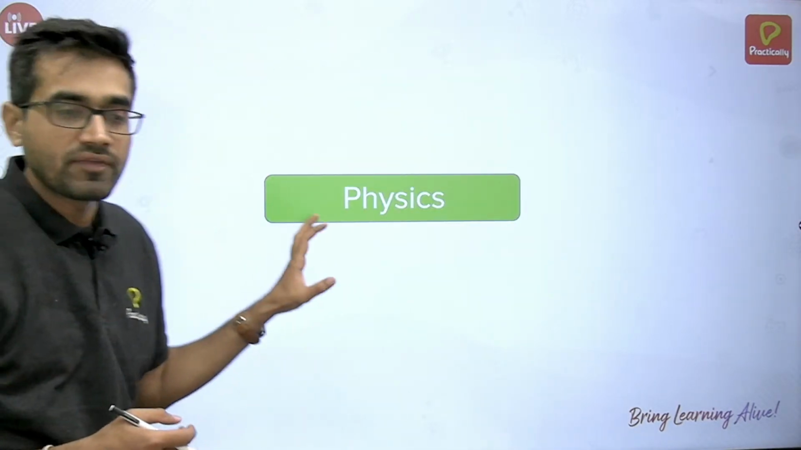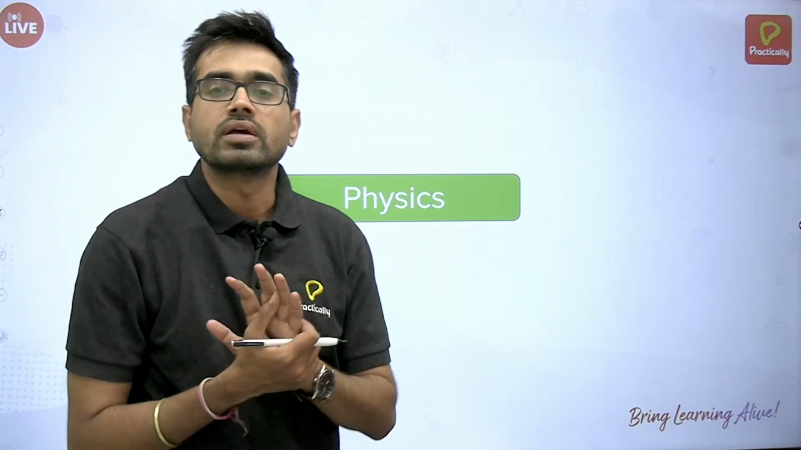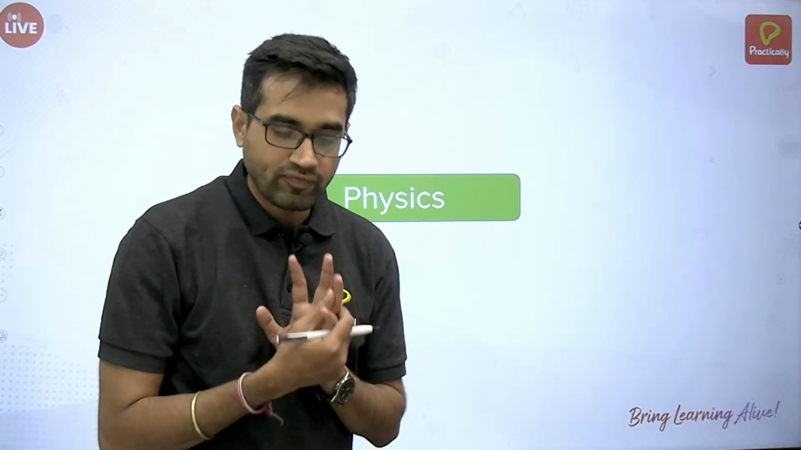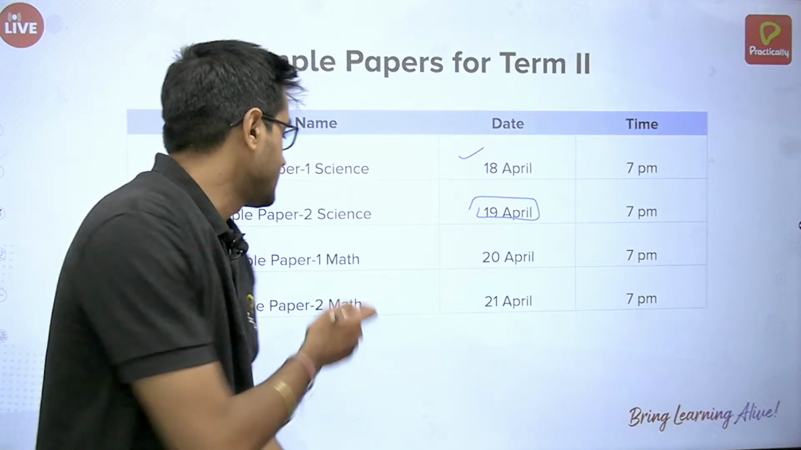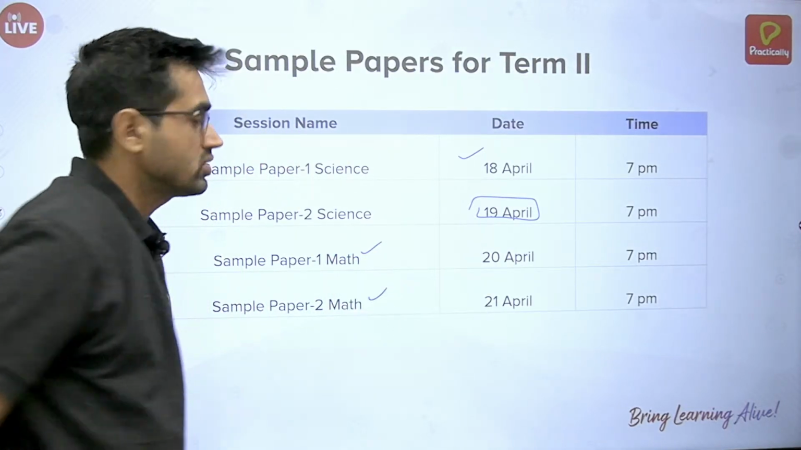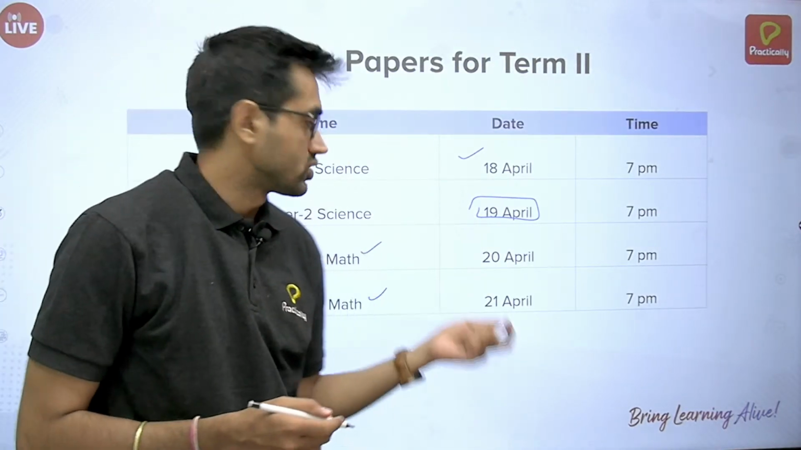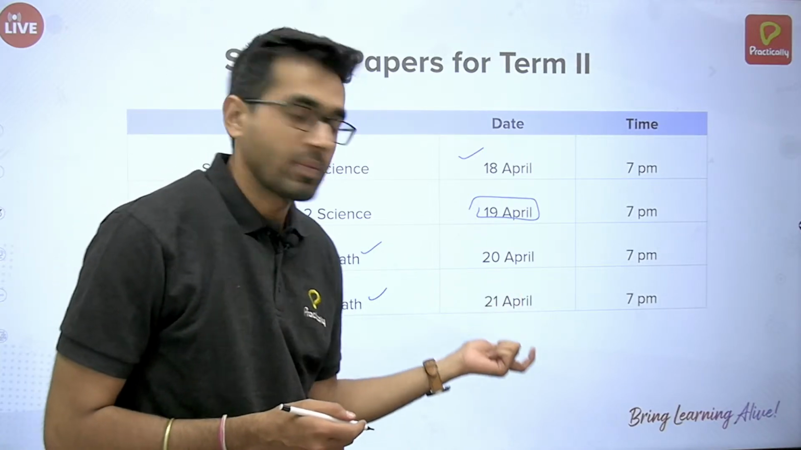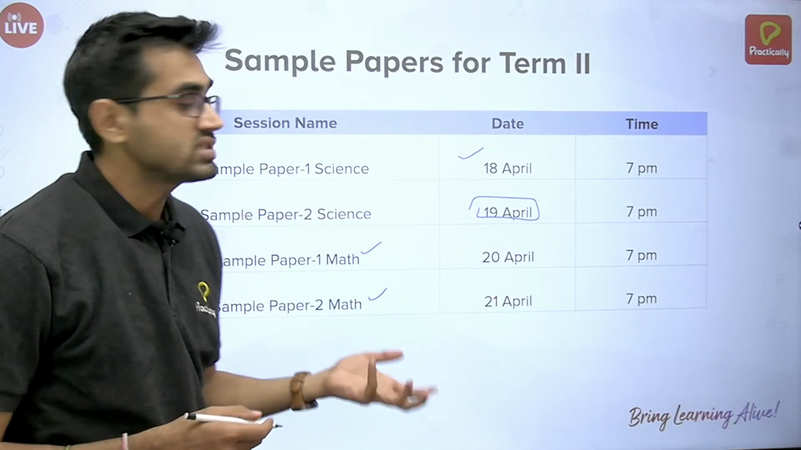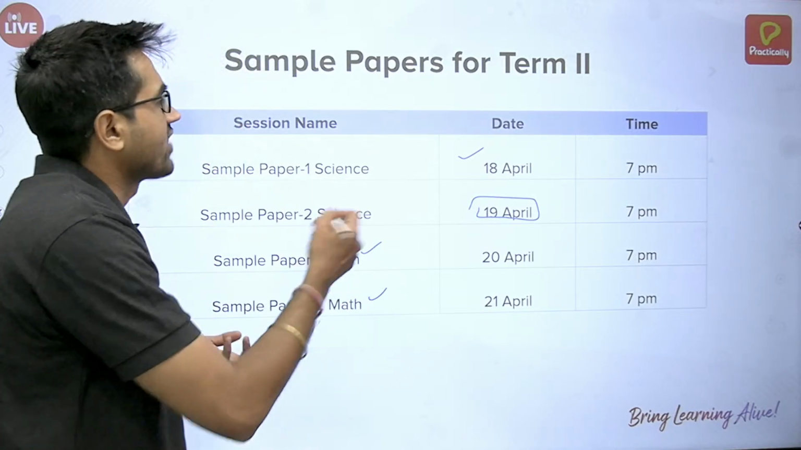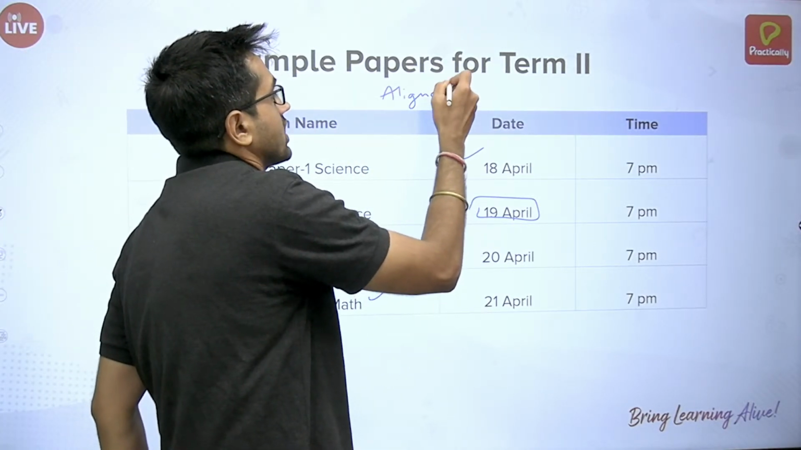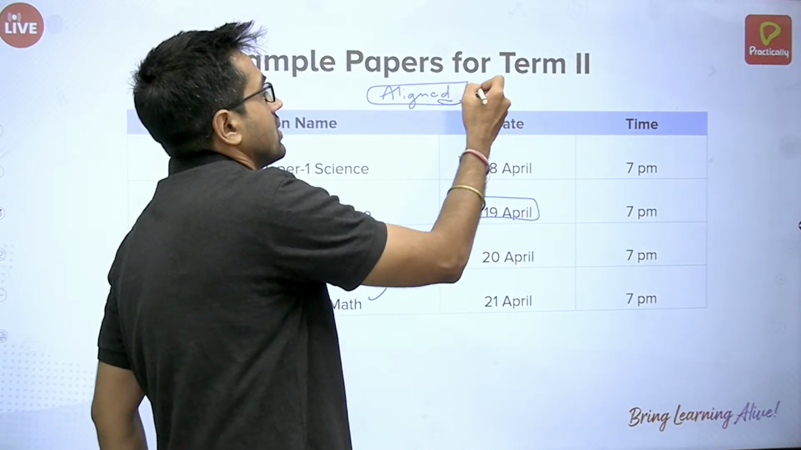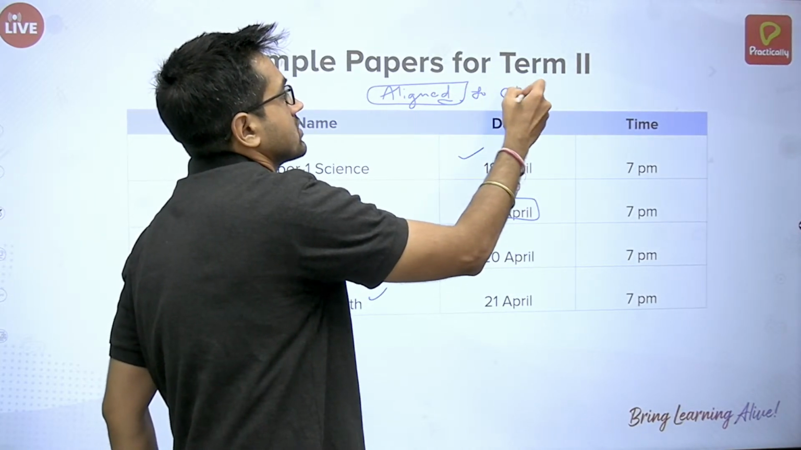Now we are starting with the physics for the first thing, and I'll wait for like 1 minute or so. Also, we are going to start the math from tomorrow. So there will be 2 math papers, math sample paper 1 and math sample paper 2. These papers are very much aligned to what CBSE looks like. Okay, aligned to CBSE.